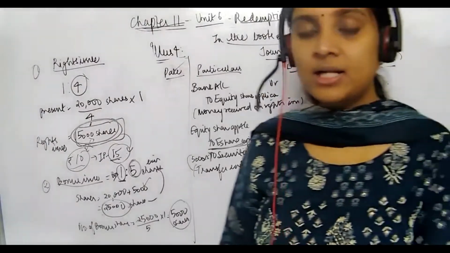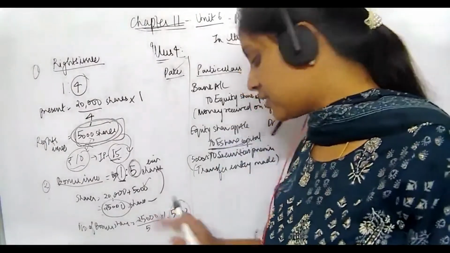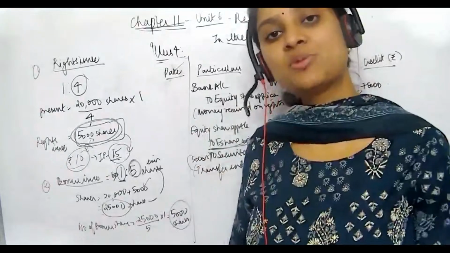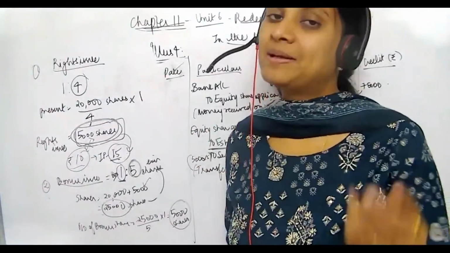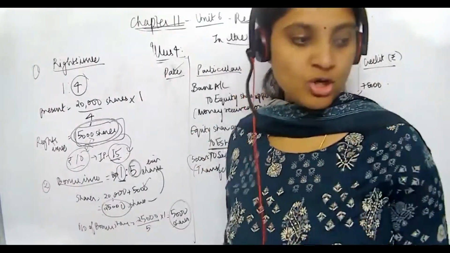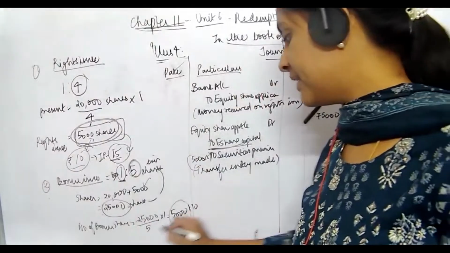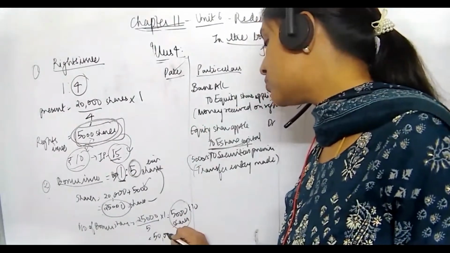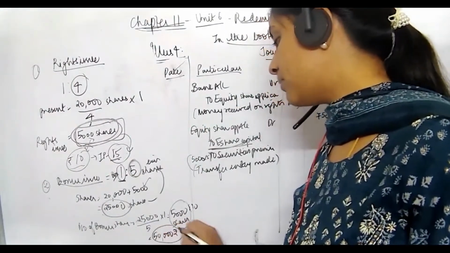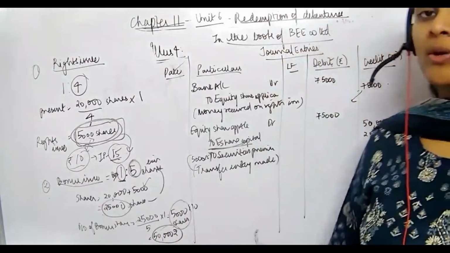Now people, you tell me, 5,000 shares. So what will be the actual value of the bonus issue? It will be always at the face value. So 5,000 into 10. I need 50,000 rupees now. How much I need? 50,000 rupees now.